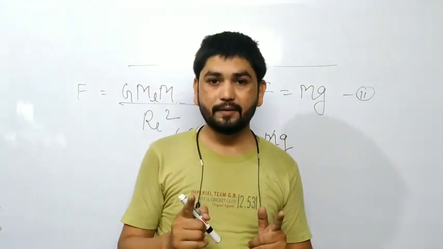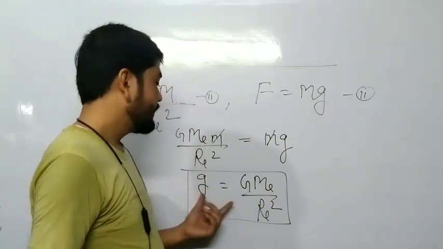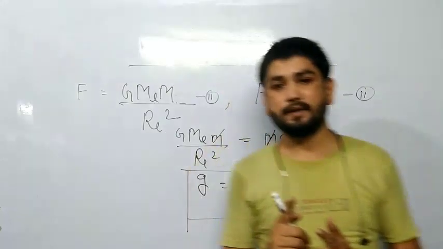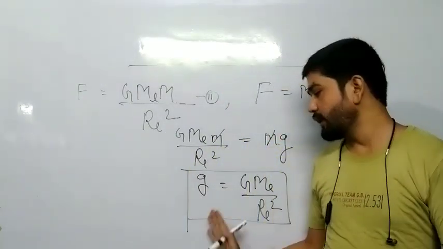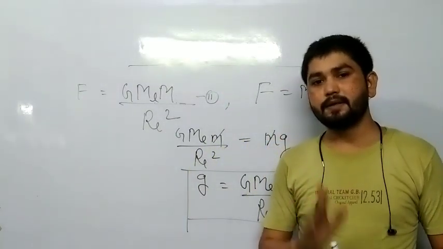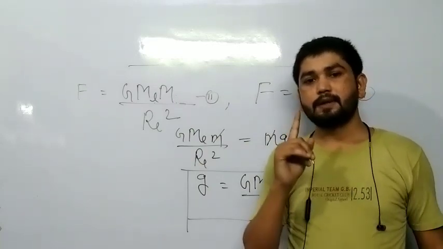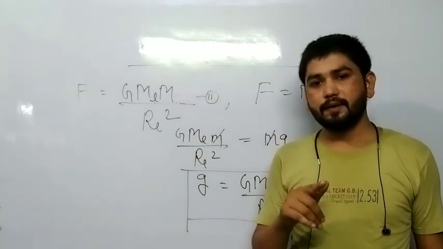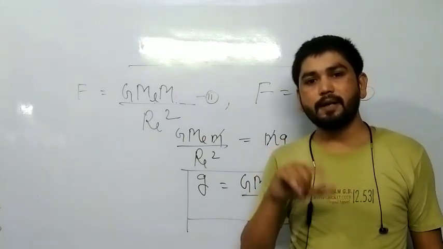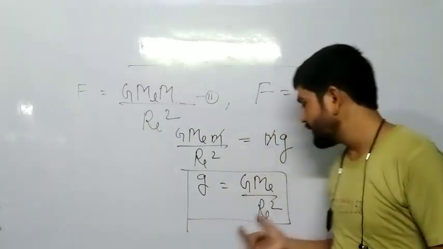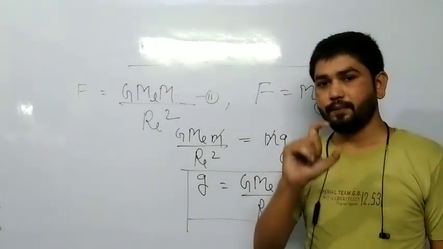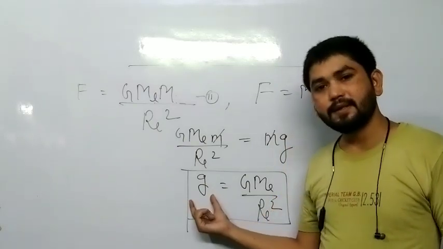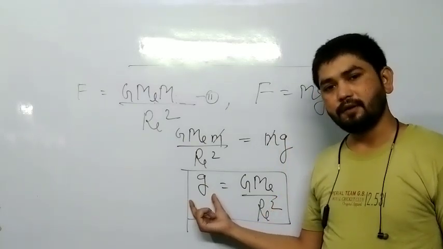On the surface of Earth, small g is totally free from the mass of the object. It depends on capital G, that is the universal gravitational constant. It depends on the mass of Earth, that is also constant, and it depends on the radius of Earth, which is also constant. Thus, all three are constant for the surface of the Earth. That's why small g will also remain constant on the surface of Earth.